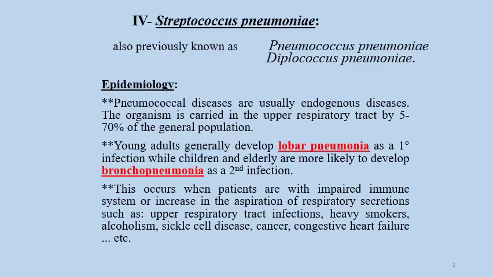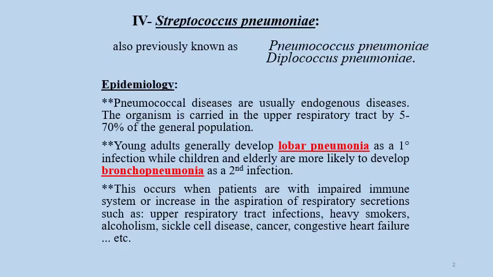So we will start with Streptococcus pneumoniae, which was previously known as Pneumococcal Pneumonia or Diplococcus pneumoniae. Of course, Diplococcus we will see in the morphology of this organism. It's composed of two cocci linked together with a capsule. So that's why they called it Diplococcus pneumoniae.